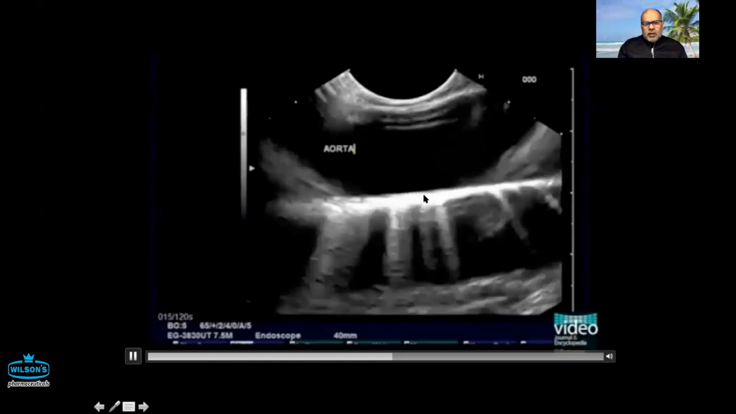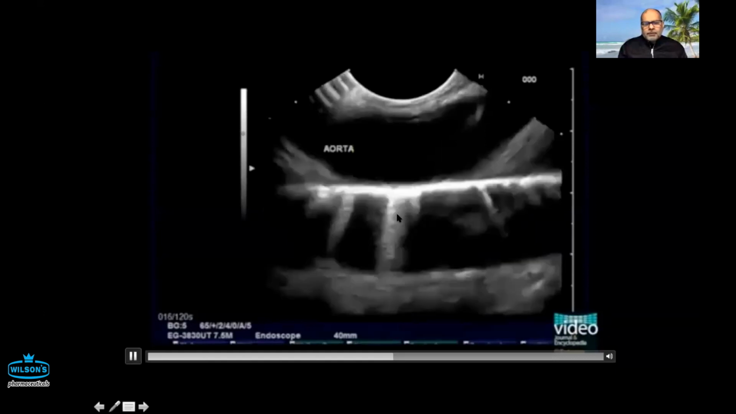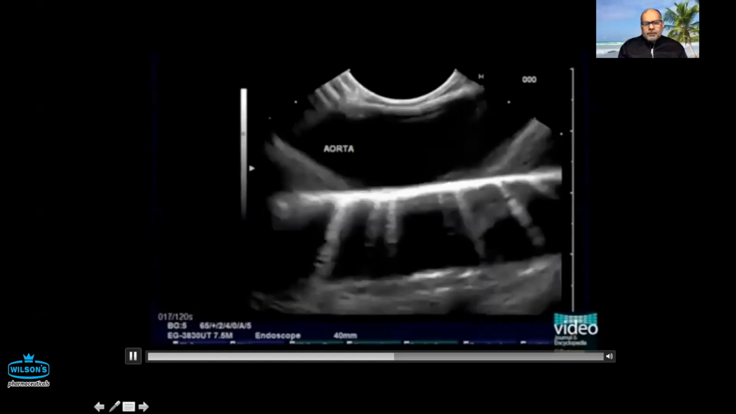So this is the interface with the left lung, which sometimes creates a mirror image of the descending aorta.